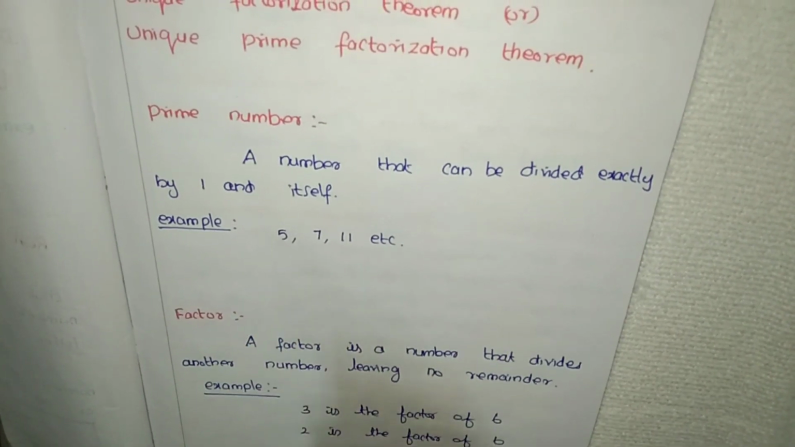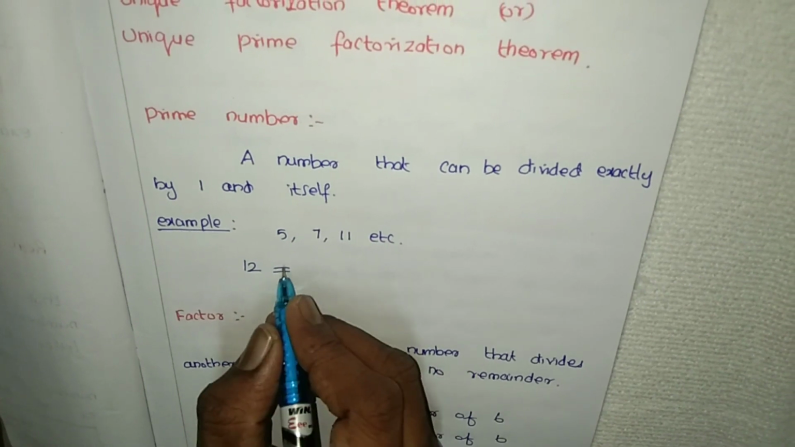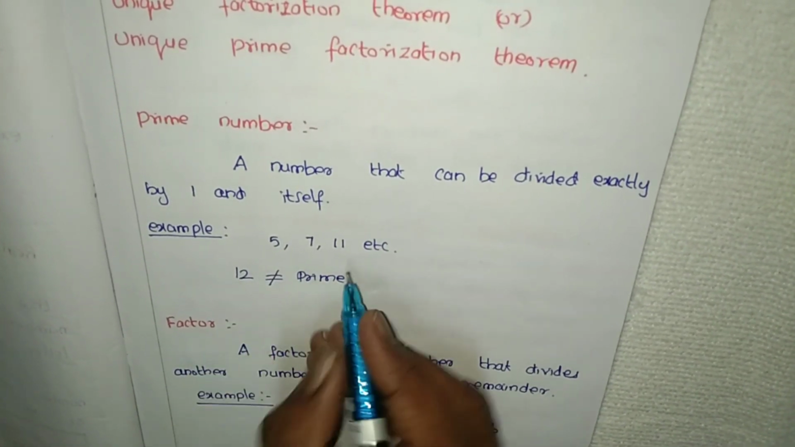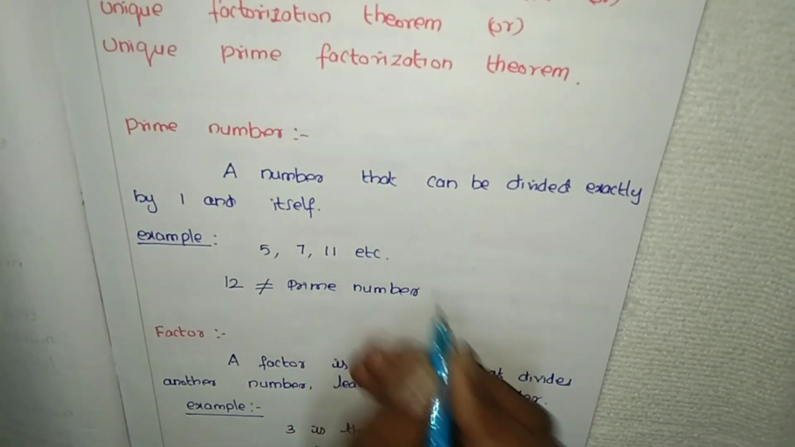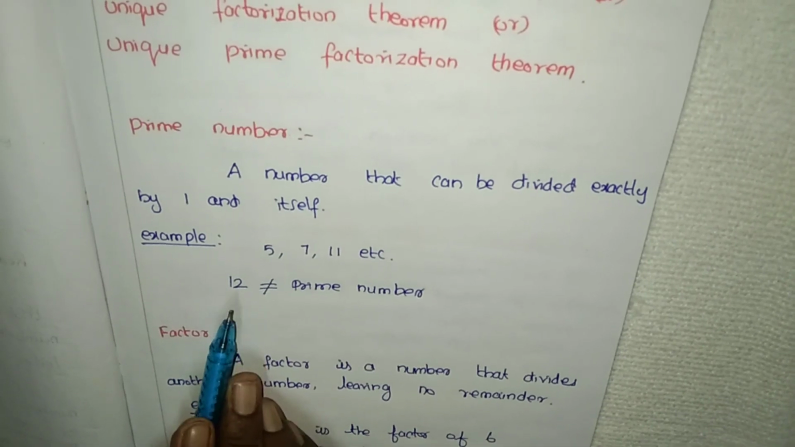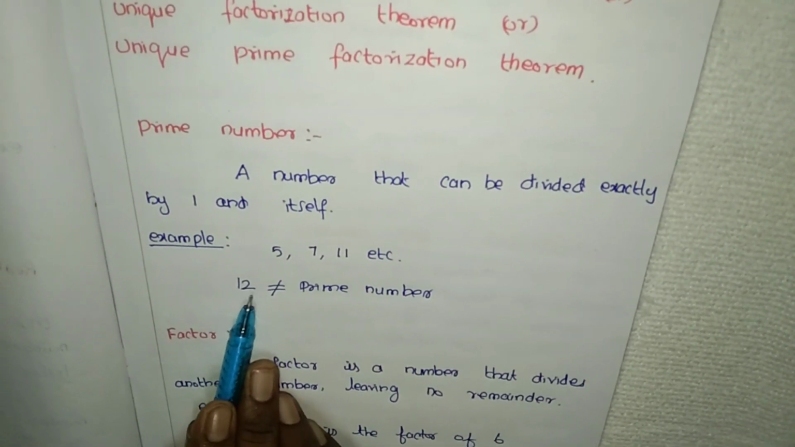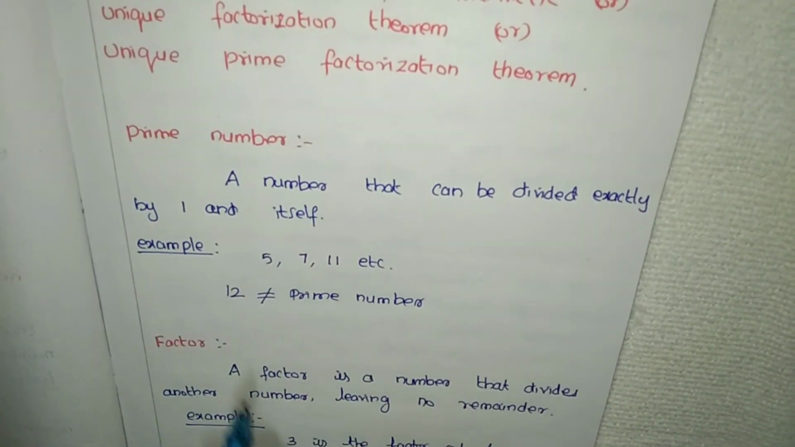And 12, can we say 12 is a prime number? No, we cannot say 12 is a prime number. Why? Because 12 we can divide by 2, 3, 6 and 1. So we cannot say 12 is a prime number.